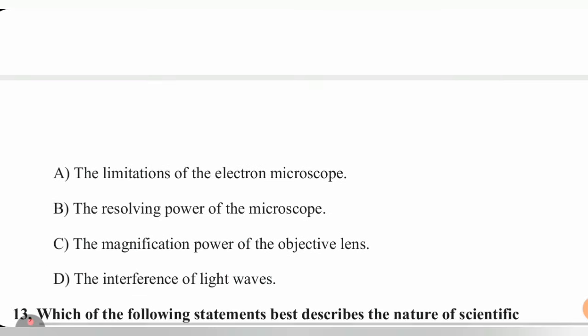This is due to A. The limitation of electron microscope. B. The resolving power of the microscope. C. The magnification power of the objective lens. D. The interference of light waves.